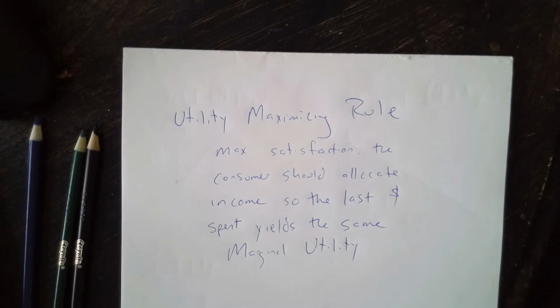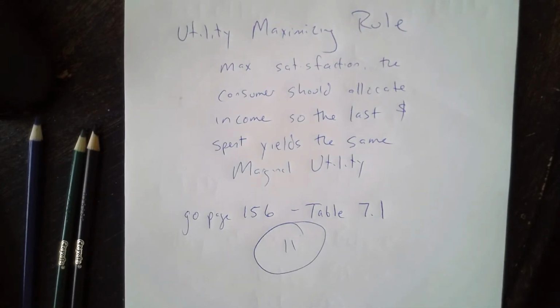All right, so to look at this, go to page 156 and look at table 7.1 of your textbook. On that table, there are many combinations that you can purchase within your budget constraint. But we want to find the most satisfaction. So what I need you to do right now is pause this and go read that page, look at that table, and read that section very quickly.